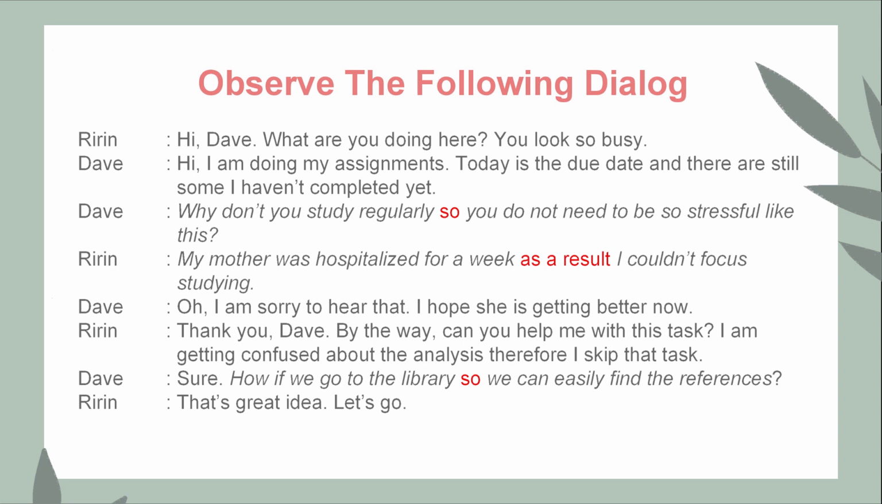Here there are two events. Why don't you study regularly? And you do not need to be so stressful like this. These two events are related and connected by the conjunction so, because between the two events there is a relationship of cause and effect. So the first event is the cause and the rest is the effect.